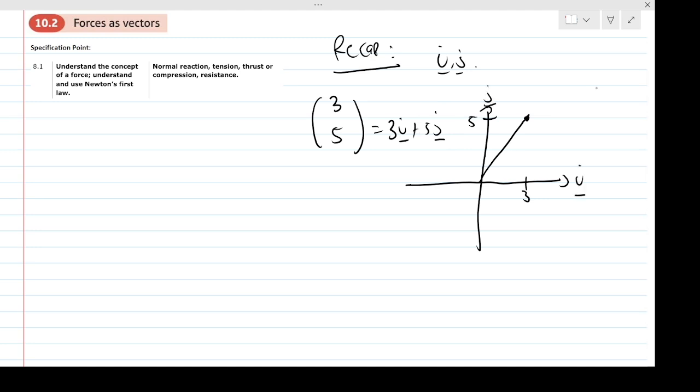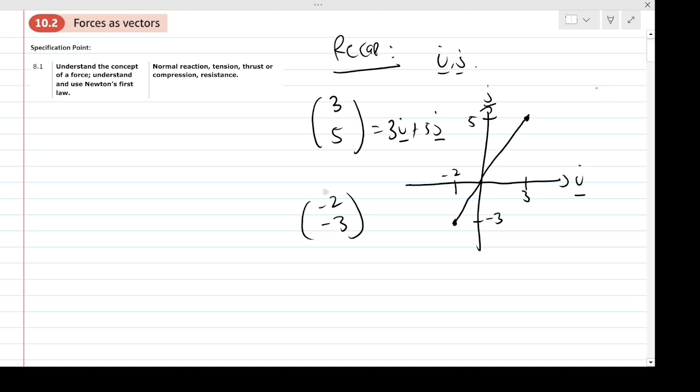Another example, we could have perhaps (-2, -3). So then we would have minus 2 here, minus 3 down here, which leads me to this point here. And so we'd have that vector there, okay?